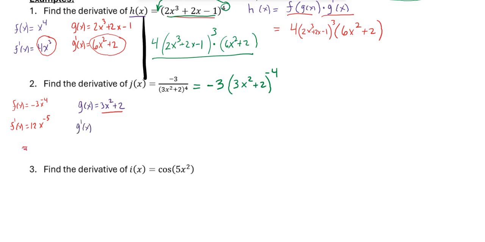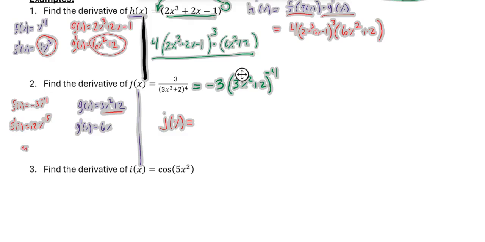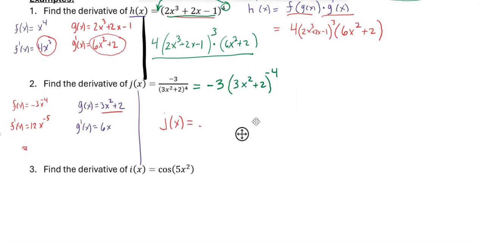G prime of x will be 6x. Great. Now, let's just walk through this. The derivative of j, using the chain rule, will be f prime of x. I'm using f and g, so it'll be f prime of g of x times g prime of x. And we have all the components we need off to the left here.